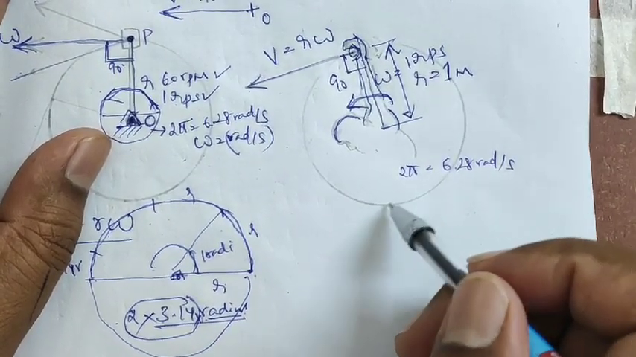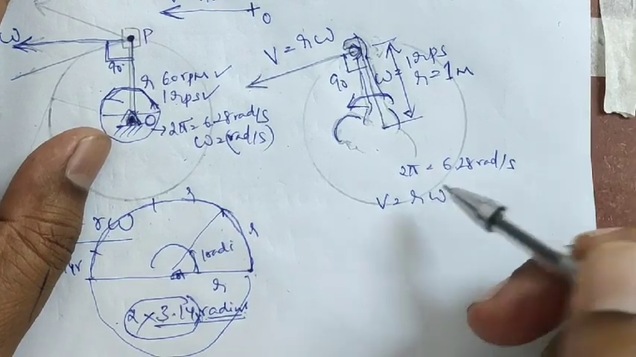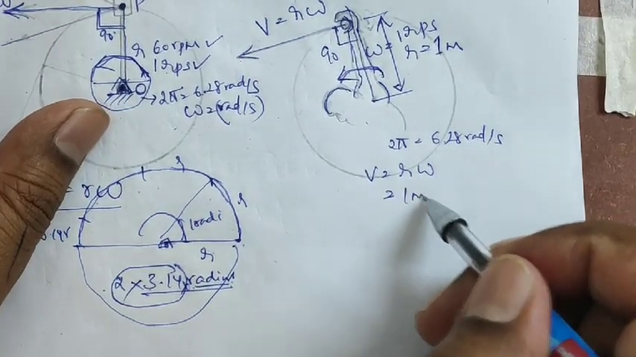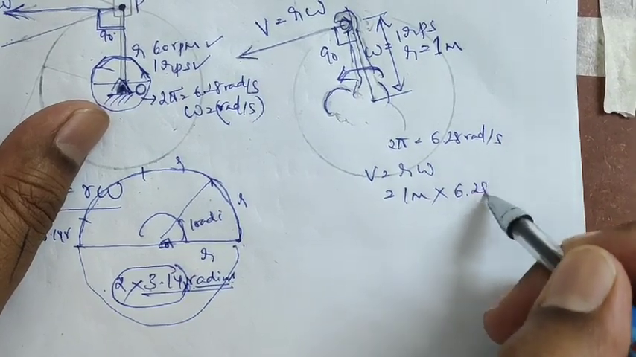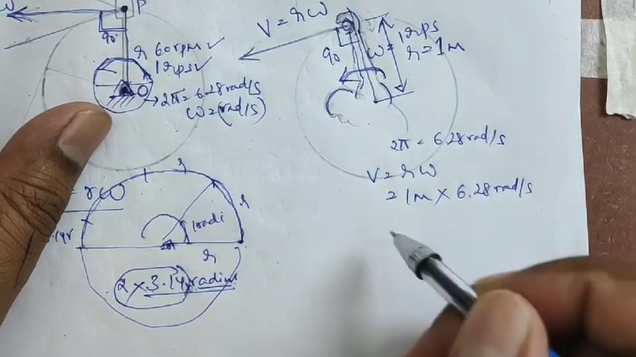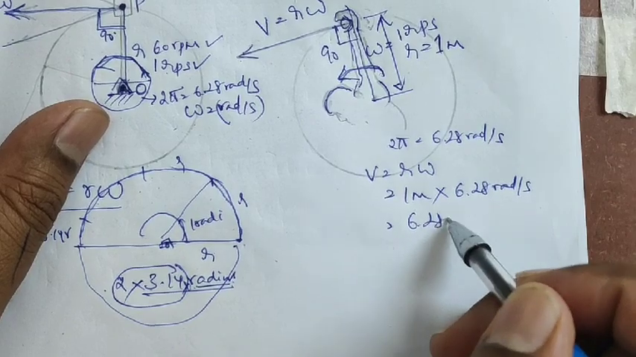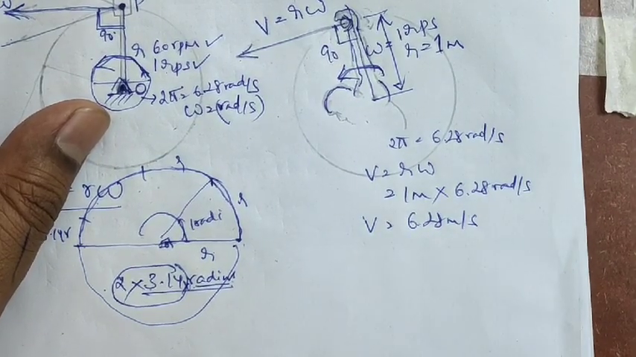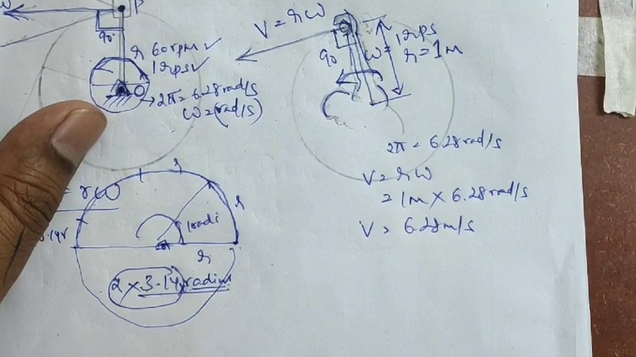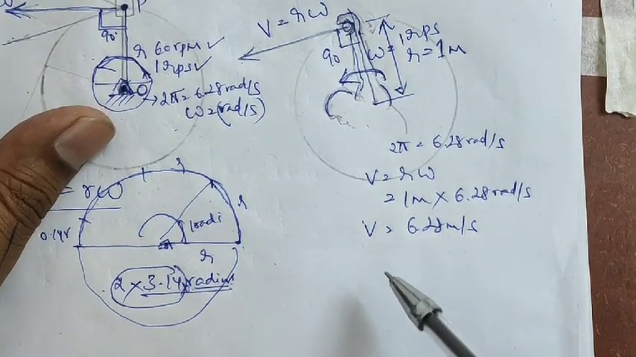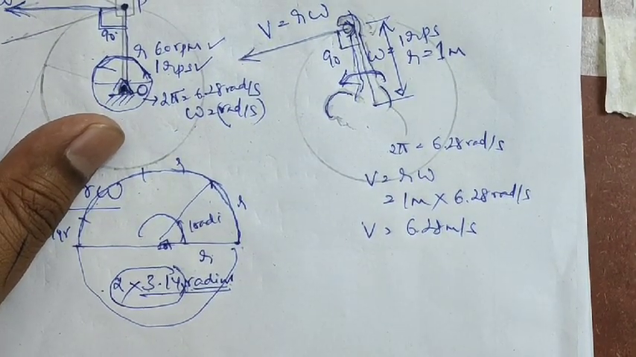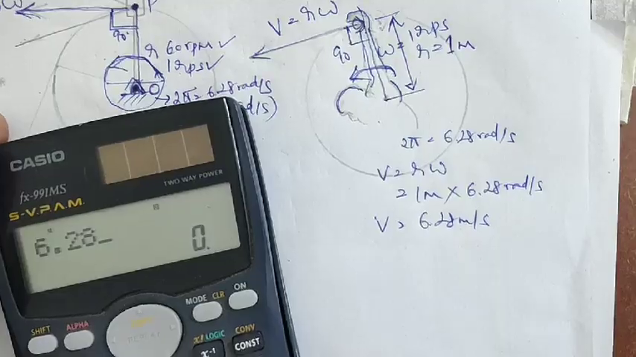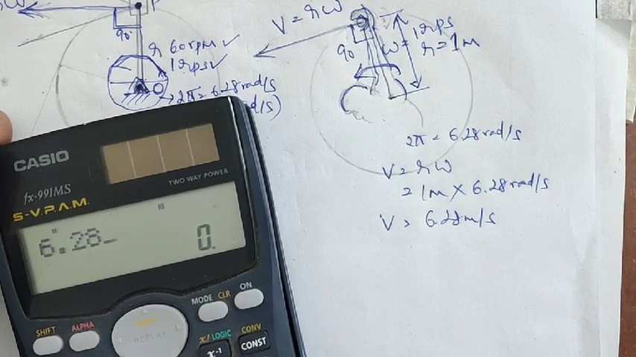So if you want velocity, it is r into omega. Here r is 1 meter, and omega is 6.28 radians per second. So you get 6.28 meters per second. So the velocity is 6.28 meters per second, which is a very slow speed. Let us express the speed in terms of kilometers per hour.